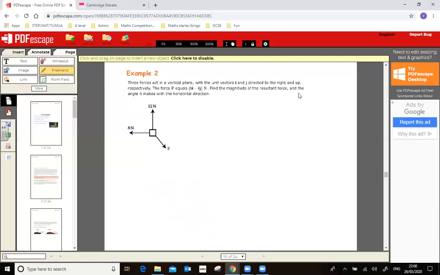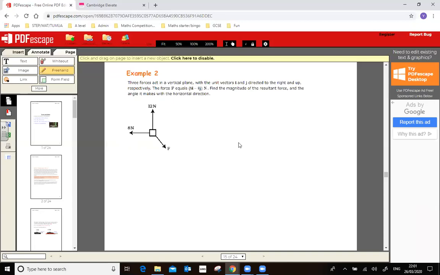So just to clarify, what does it mean by the angle it makes with the horizontal direction? It means, imagine you have the positive side of the x-axis. So what you want is the angle it makes with the positive side of the x-axis. So it'll be from about here and then go somewhere. And we're going to find out the angle. But it's always from the positive side of the x-axis. Okay, well, let's start by finding the magnitude of the resultant force first.